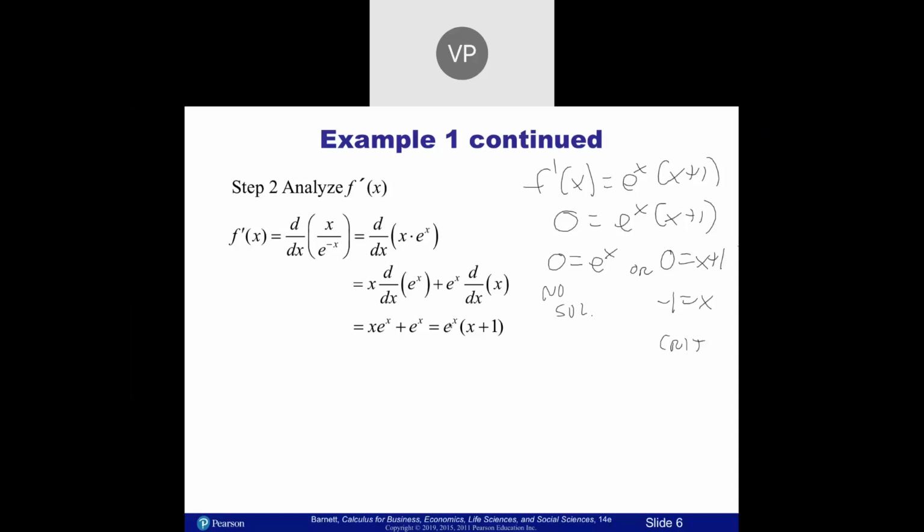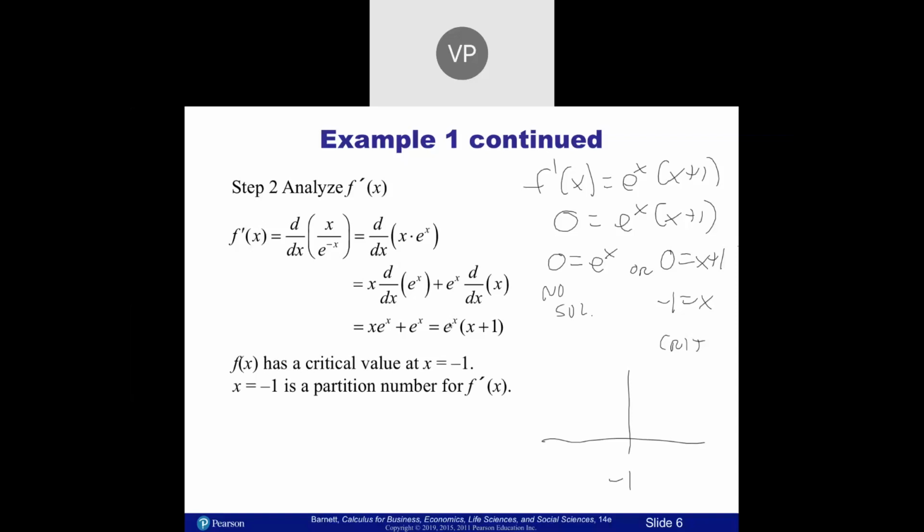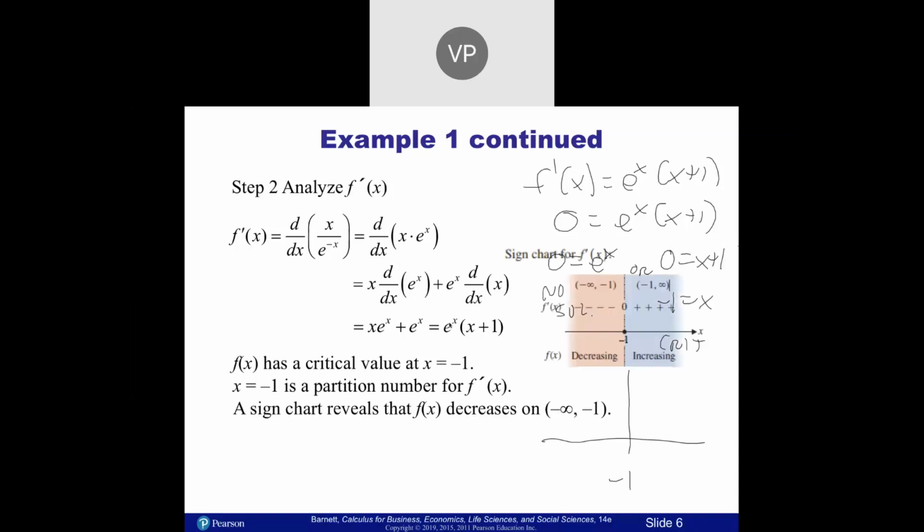So now is where we got to do that whole thing of let's check and do our sign tests around -1. That's our partition number, as you know. And we're going to do the sign chart. And let me erase my work here so you can just kind of see it. When they test numbers, test any number to the left of -1, test any number to the right of -1, and remember we're testing in this derivative. So I'll leave this derivative up at the top of the screen.